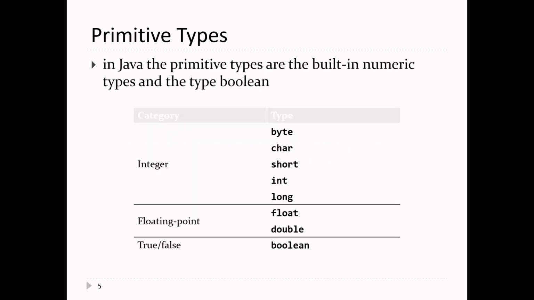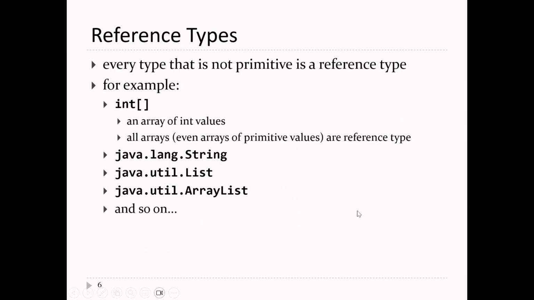So Java's got your primitive types, and Java has reference types. Your primitive types are the types that are, quote, built in. So any type that begins with a lowercase letter, you know is a primitive type. They represent the numeric types in Java, and they represent the type true, false. Finally, you've got your reference types.